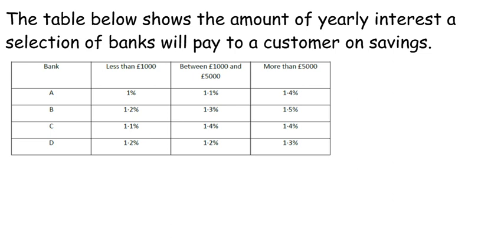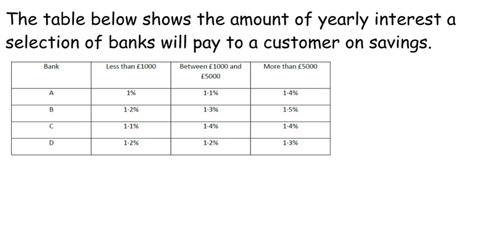This example table, as the question says, shows the amount of yearly interest that a selection of banks A, B, C and D will pay to a customer on their savings. If you look along the horizontal part of the table at the top, it splits that up based on if they have less than £1,000, between £1,000 and £5,000, and more than £5,000. And they've got different rates depending on the bank and depending on how much money you've got.